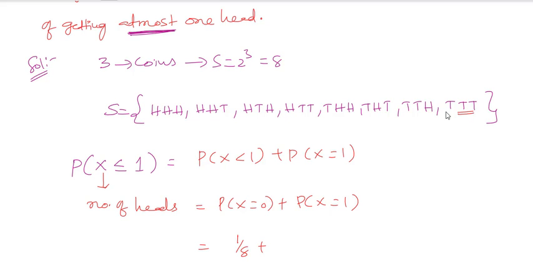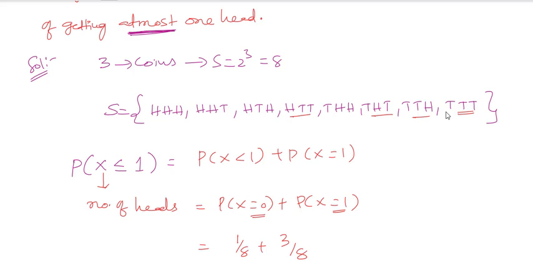Then next, exactly 1 head. Here exactly 0 heads. Am I right or not? So exactly 1 head means what? What are the cases here? Sorry, exactly 1 head means this is 1, 2 and 3. So total 3 will be there.